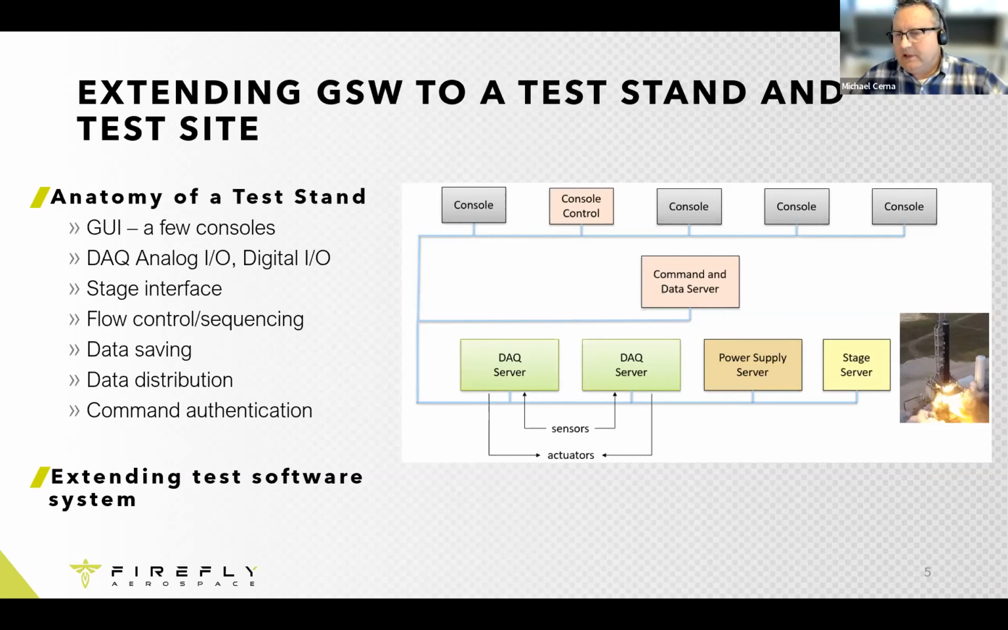Then we have a power supply server running on its own, commanded to set certain power supply levels to provide externally controlled power to the system under test. If the system is a stage being tested, then it's also networked, and the stage server software runs on its own machine and communicates to the stage in question or under test. There's also a notion that we need some sort of flow control or sequencing during our test.